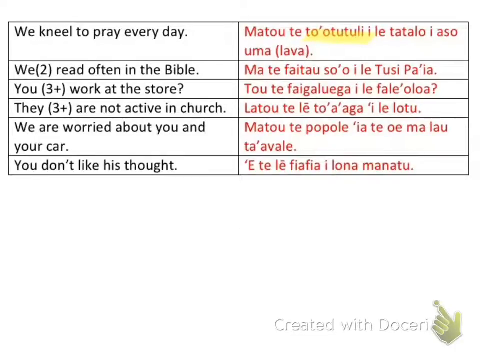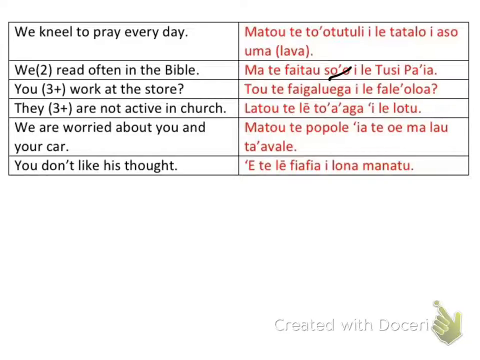So moving on to our next sentence, I did clarify, we too read often in the book, but I didn't clarify if it was inclusive or exclusive. So you could have said ma here, ma or ta, either one, but the rest of the sentence would have been ma te fai tau so'o ile tusi paia. And if you would have left everything out besides so'o, I would have been extremely happy. It just means we read in the Bible.